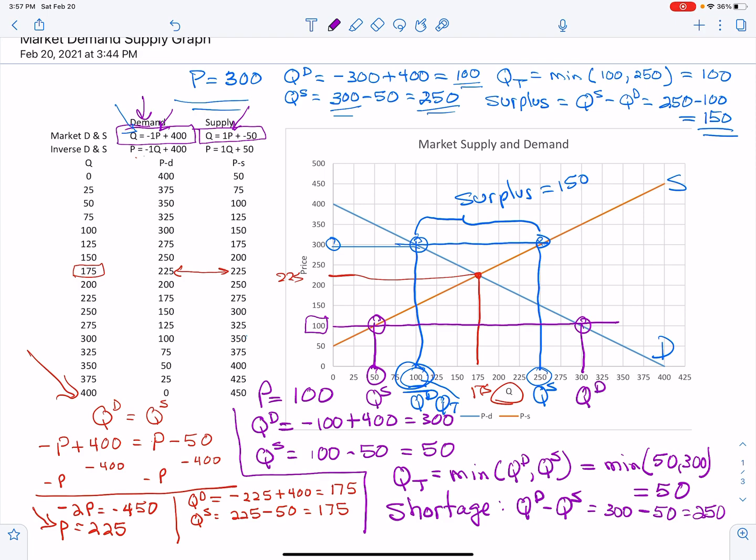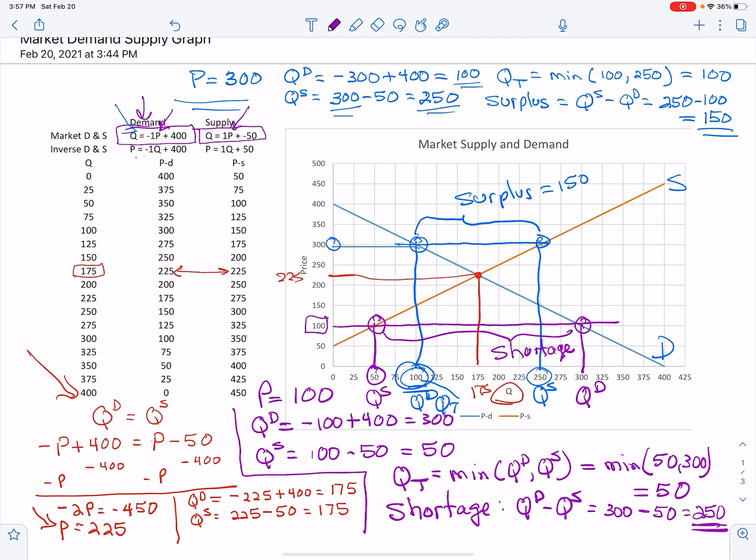It's a low price, so consumers want to buy more. And then what do we have here? Well, since the quantity demanded is above the quantity supplied, here we have a shortage. Okay, and what is the amount of the shortage? Well, it's 300 minus 50, or 250 units.